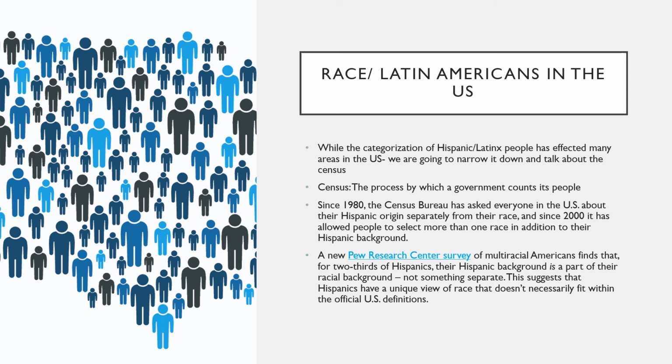The reason we're talking about the census is because the census is the official way in which the government counts us as people. And so the way we are categorized as a people really comes down to what the census says and how we're categorized on that official document. And so I'm going to take a step back really quick. The census is, like I said, the process by which a government counts us as people. For the United States, that happens every 10 years, and there is a census this year.